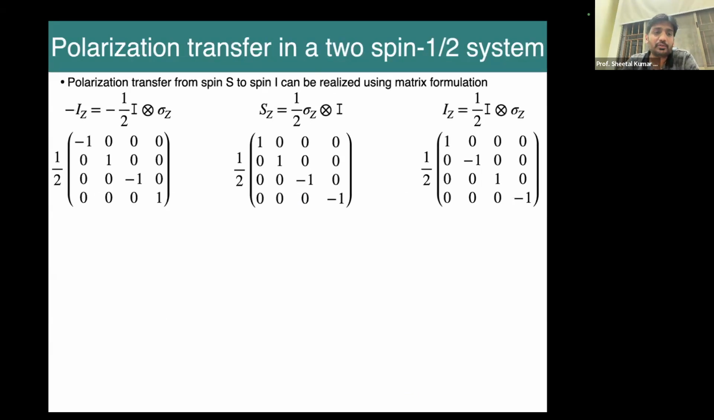And before I go to the DNP systems, I just wanted to give a glimpse of how we can analytically see the polarization transfer. So here are the matrix forms of operators Sz, which are usually, if you go to high magnetic field, the state of the system at equilibrium is in Z. All right. So if Sz is the initial operator, and suppose we want to transfer the polarization to Iz or minus Iz, in that case, the polarization will be transferred from S to I spin.